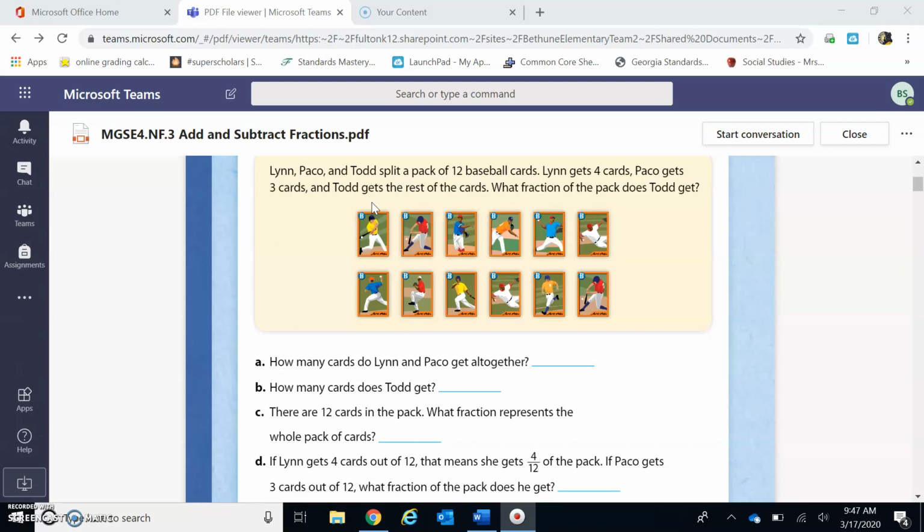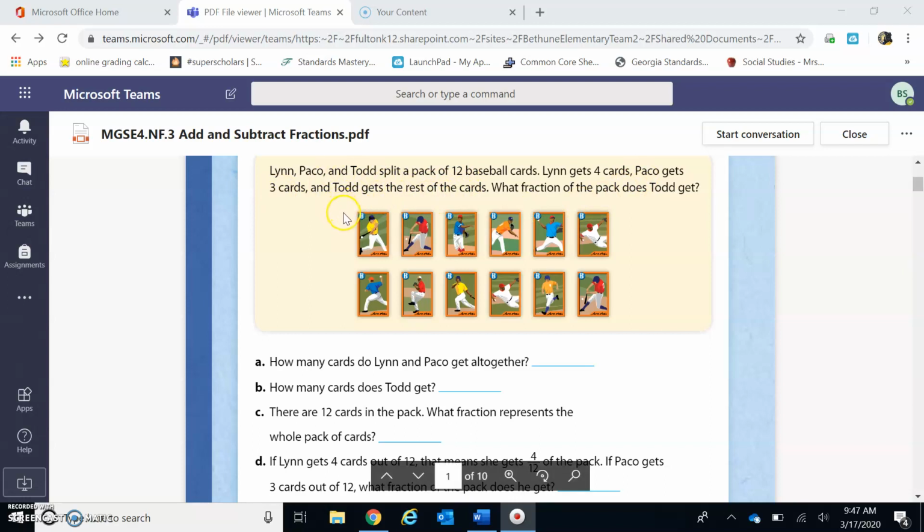And the reason we'll say 4/12 is because it's a total of 12 baseball cards, which will represent our denominator. Lynn gets 4 of those cards, which will represent our numerator. So that's why Lynn's fraction of the cards will be 4/12. Let's think about it with Paco. We know that Paco gets 3 cards. We know it's a total of 12 cards, which will represent our denominator. So Paco's fraction would be 3/12.